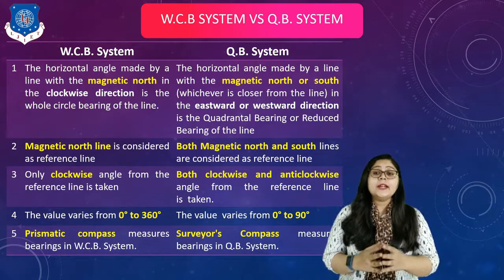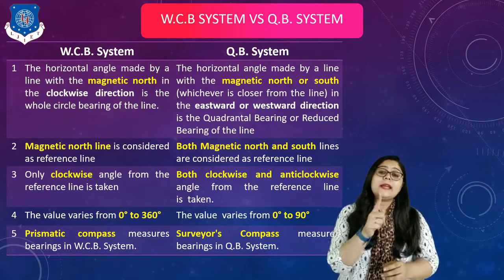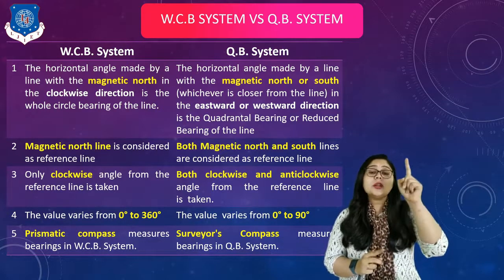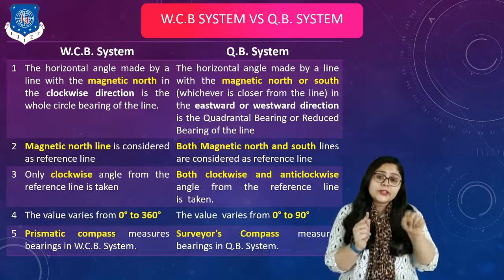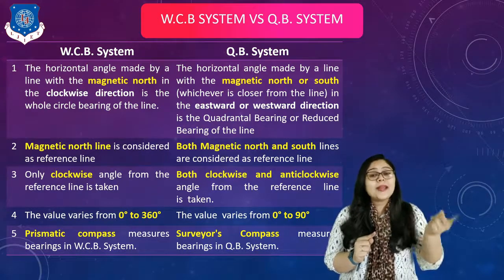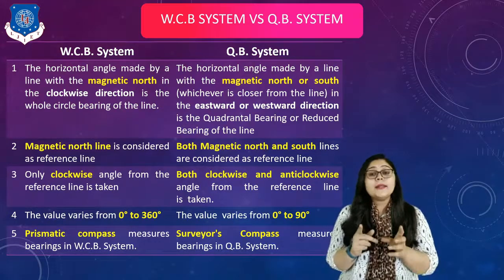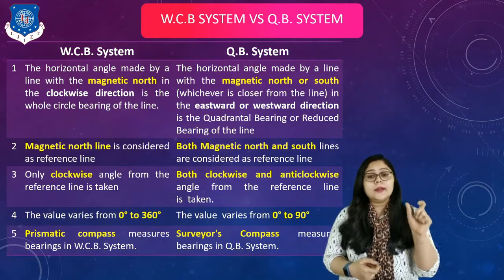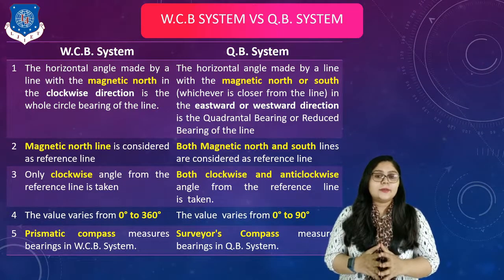The second difference is in terms of the magnetic north line. It means here only one north line is considered as a reference line, while in the quadrantal bearing system, north as well as south, both magnetic lines are considered as reference lines, right? Here we go for the clockwise direction only. Here both clockwise and anti-clockwise are considered for the quadrantal bearing system. Again, the main difference is the whole circle, it means 0 to 360 degree, and a quadrant, it means 0 to 90 degree range of angle is achieved in quadrantal systems, right?